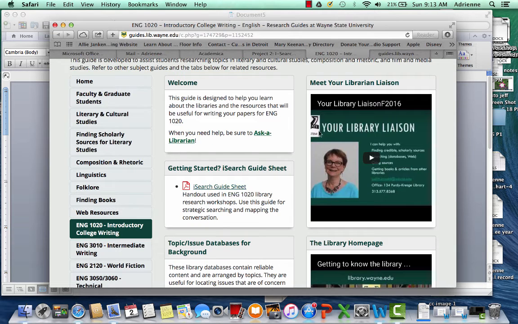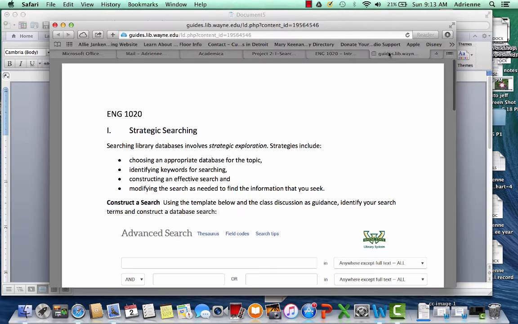The Isearch guide sheet might be useful for when you get started drafting the body of your Isearch paper, because you'll actually write the body of the paper as you begin researching. So this could just help you figure out how to get started on that process. So you might want to print that off and use it to help guide you through your work.